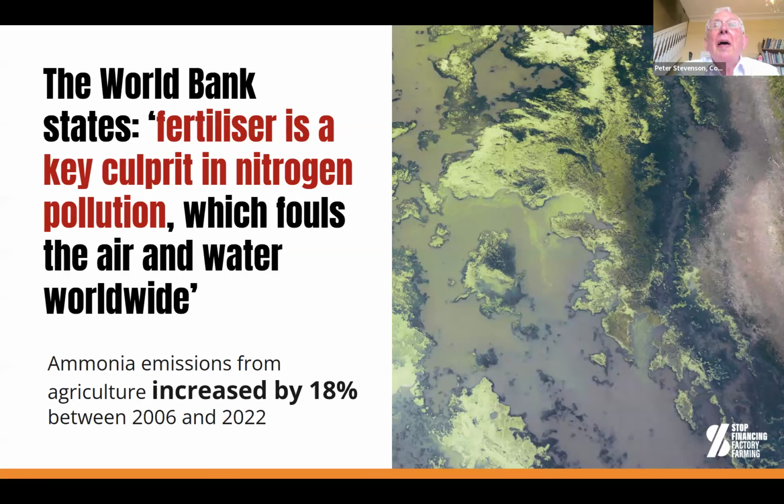Much of it leaches down into groundwater, potentially contaminating sources of drinking water. And a great deal of it runs off to pollute rivers, lakes, wetlands, and coastal waters, forming algal blooms and dead zones. Everything I've said about nitrogen fertilizers applies also to phosphorus fertilizers. So this is a brief summary of what our report shows regarding the increasing environmental damage.